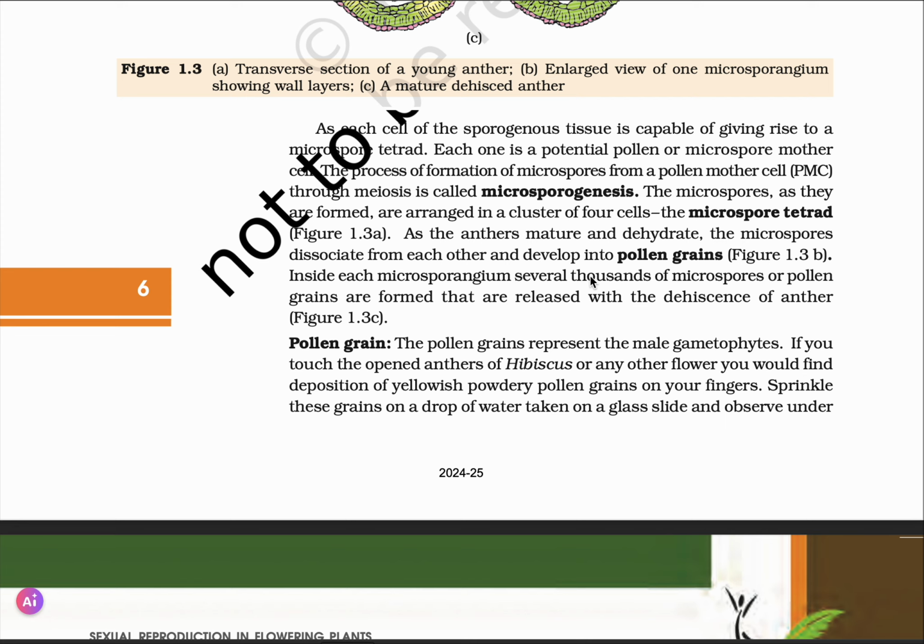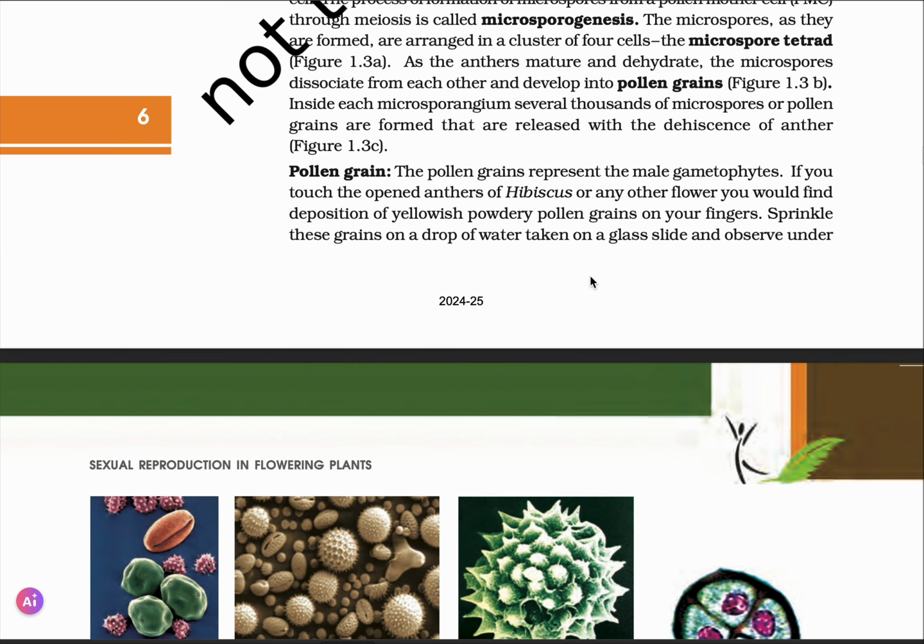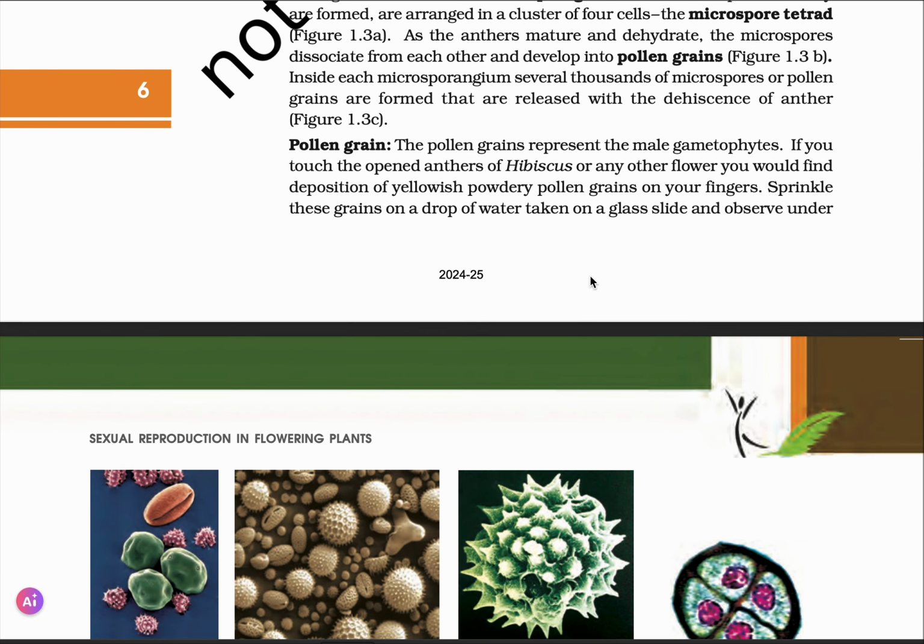So as the anther dehisces, the pollen grains keep developing. And inside each microsporangium there are several thousands of microspores or pollen grains that are formed and released with the dehiscence of anther. Then later is the pollen grain. The pollen grains represent the male gametophytes. We need to remember this. This would be an MCQ: what represents the male gametophyte? It is the pollen grain.